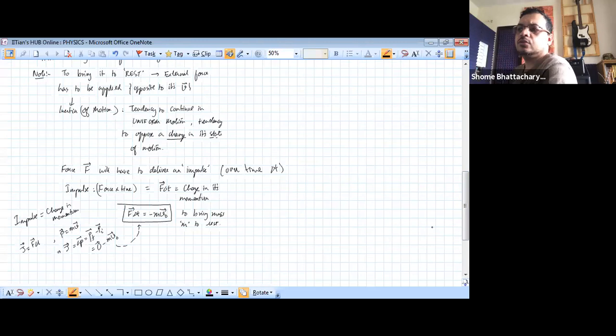Okay, so as I said, don't worry about this equation right now. We will come back to these equations. The more important thing is the property of inertia of motion: that if it is in a state of motion, it has a tendency to continue in its state of motion. To change its state of motion, we need to apply force, or that force that we are applying needs to deliver some impulse.